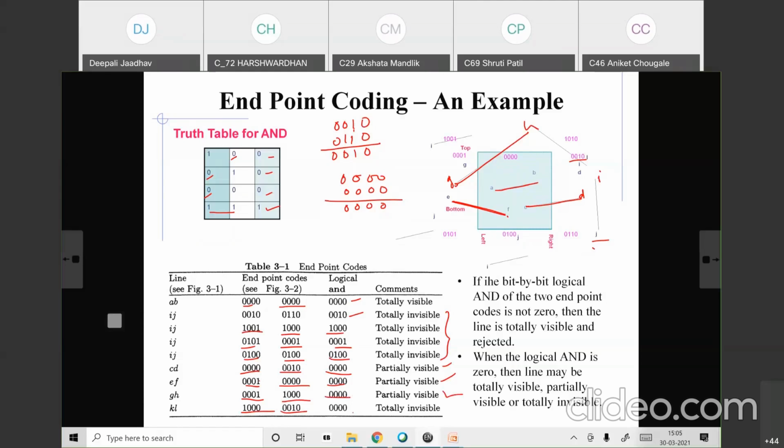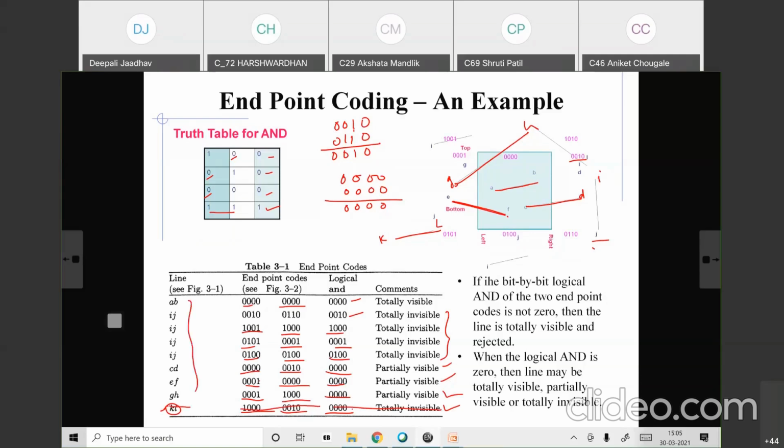Similarly KL, all are 0. Where is KL? There is some mismatch with the lines. This one. In this case, all are zeros, but it is totally invisible. Something is wrong with this KL. I need to find out, because the line is not here. Don't consider this one, the line is not actually there. So consider these other examples.